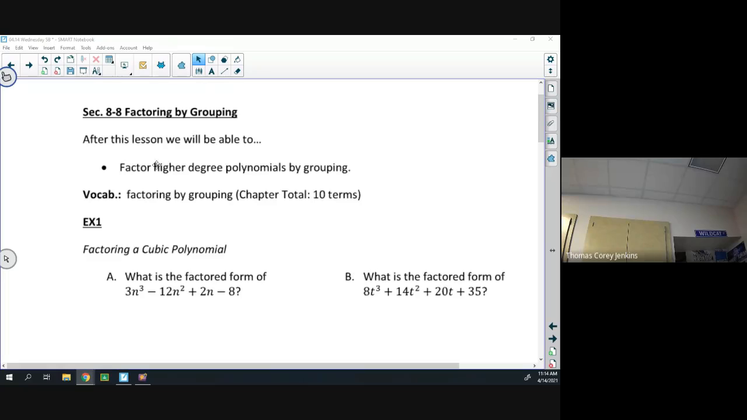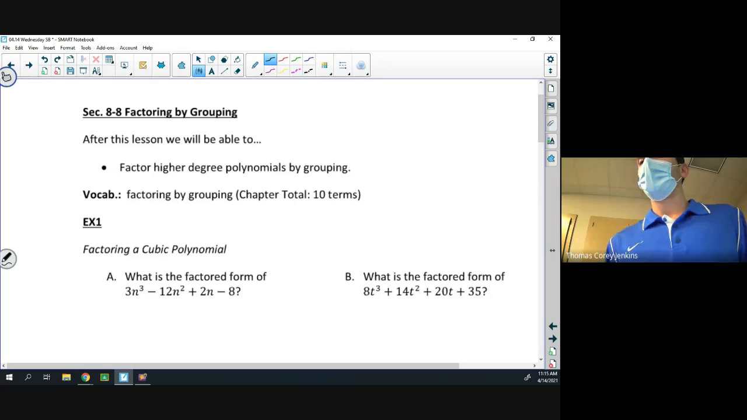which is called factoring by grouping. Okay. Our learning target is that we want to be able to factor higher degree polynomials by grouping. And so a vocab term that we haven't looked at yet would be factoring by grouping. Okay, so think about kind of what we know how to factor so far.